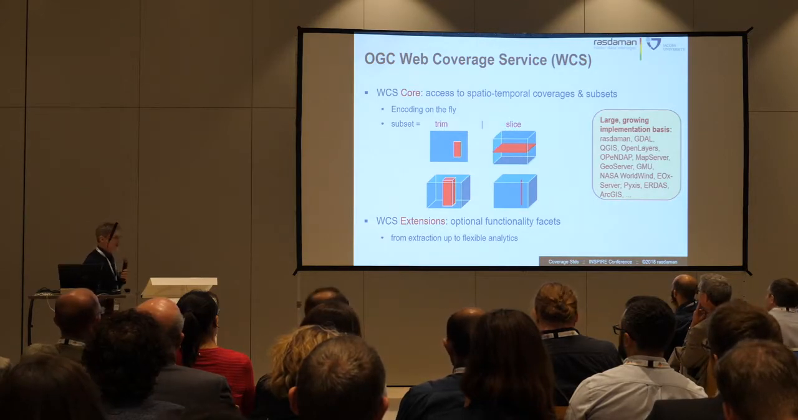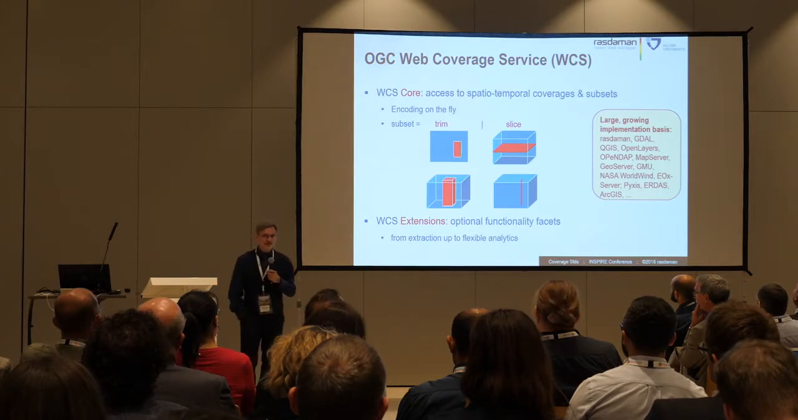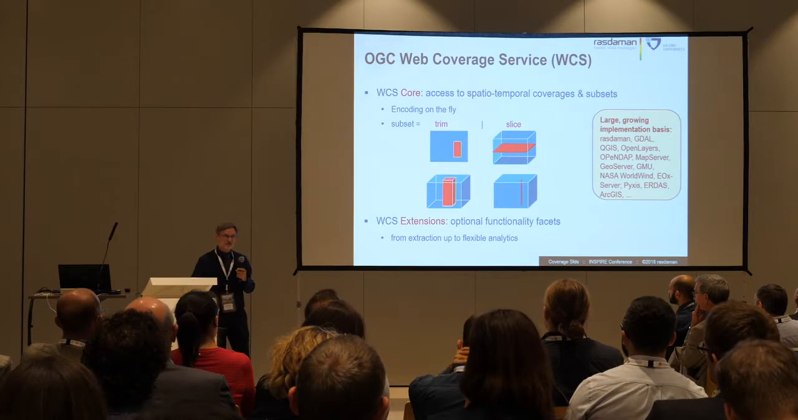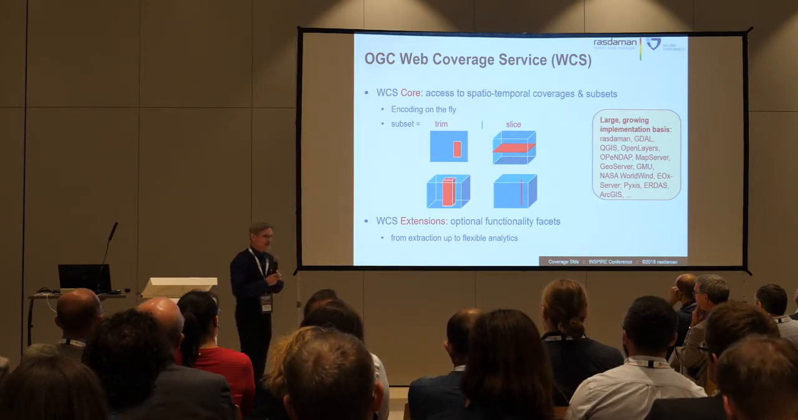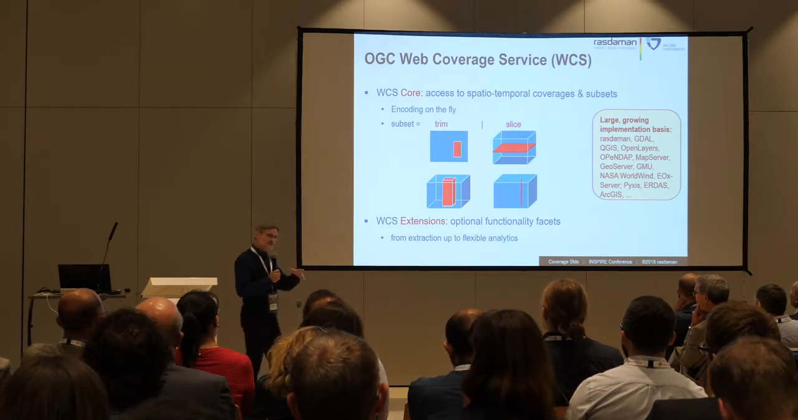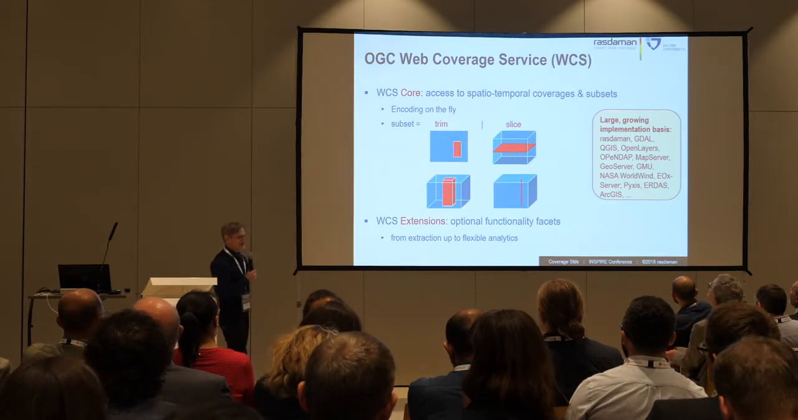Now the corresponding service has tentatively been separated. A coverage could be served by a web feature service. I mean, a coverage is a feature. It's just that the web feature service does not offer appropriate functionality. If you want to download a coverage, and this is 10 terabyte, that's not really what you want. You want to do subsetting, for example, and that is in the WCS core functionality.